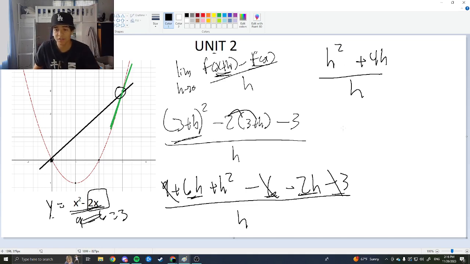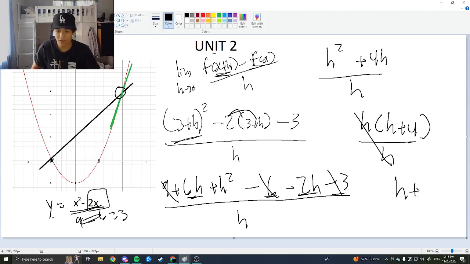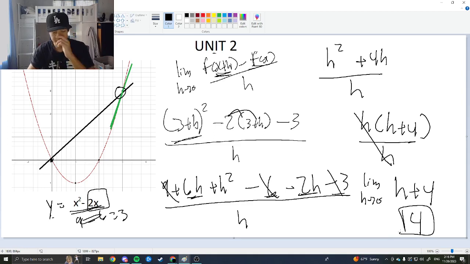We can factor an h out of this top. We get h times h plus 4 over h. And then these cancel out, and you're left with h plus 4. And now you can plug the limit of h approaching 0 into h plus 4, and you just get 4. So the instantaneous rate of change at the point of 3 on this graph is 4.